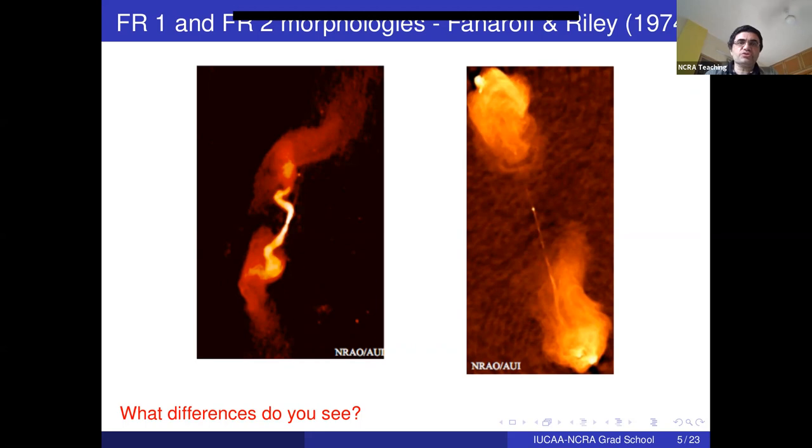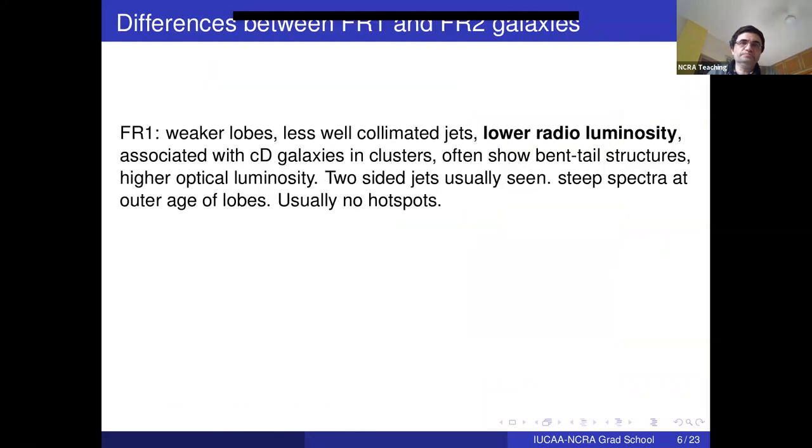The illustrations that I've shown here are real solid examples, a pakka FR1 and a pakka FR2. But often you will see galaxies which don't have this kind of very clear, obvious FR1 or FR2 characteristic. There are galaxies referred to as FR1.5, which are intermediate between the two, showing some properties of FR2 and some properties of FR1. But what they did was use the radio luminosity to distinguish. That's why I've highlighted it here in bold.